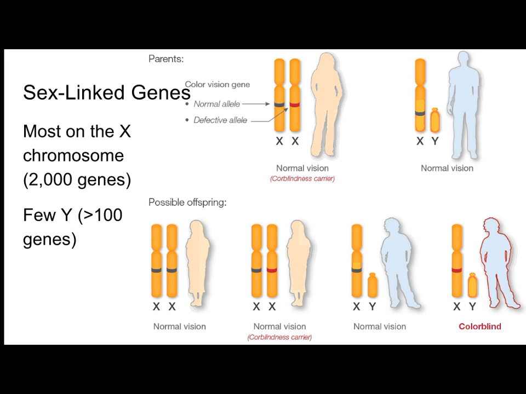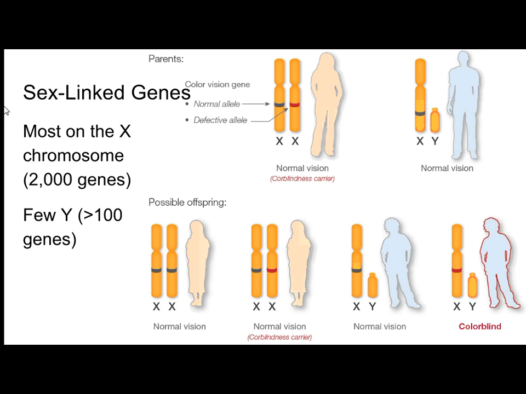Anyway, sex-linked genes lead to interesting patterns in certain characteristics and certain diseases. So color blindness, hemophilia are a couple examples I can think of right off the top of my head that have to do with being sex-linked. So let's go through what that's like.